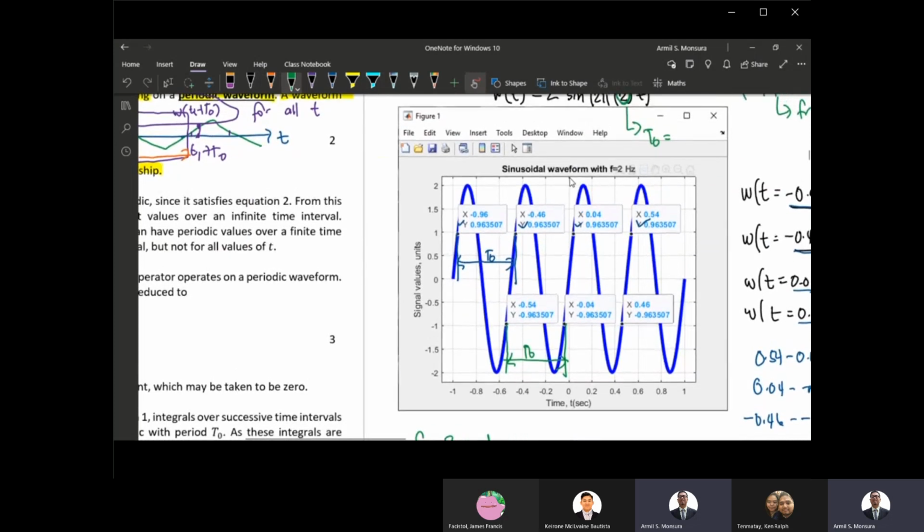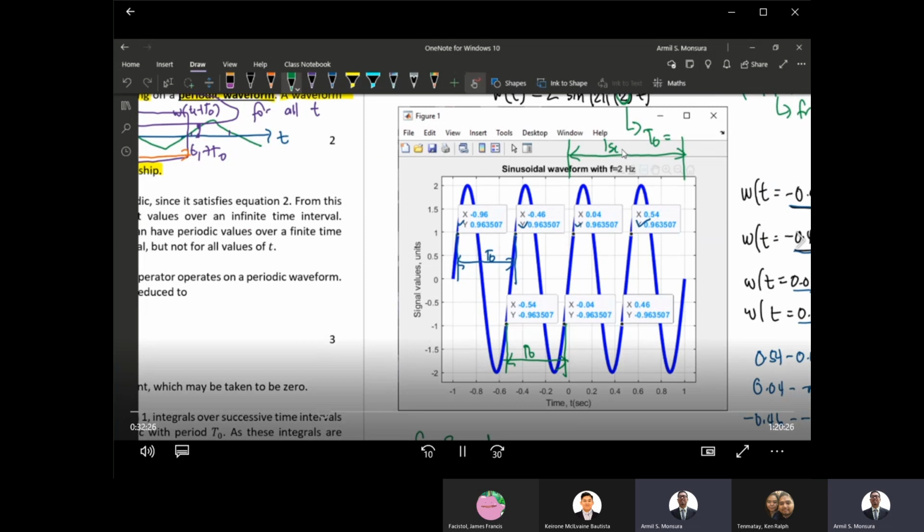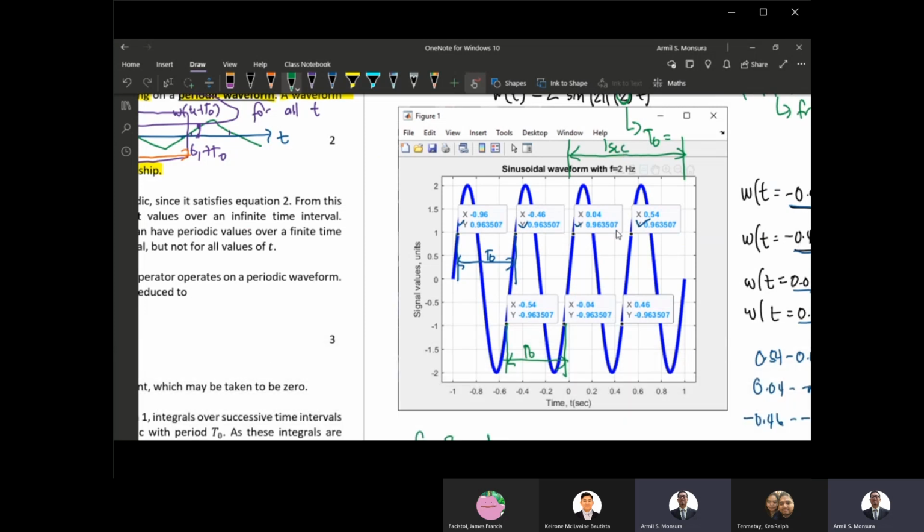mag-measure tayo ng from 0 to 1 second. So ito, hanggang 1 second ito. So yan, 1 second dyan. Bilangin natin kung ilan yung mauulit na cycles ng ating waveform. So bibilangin natin kung ilang cycles yung mauulit sa kanya. So starting from here, you have 1 cycle. Sorry. Ito pala. Okay. So yan yung isang cycle niya.